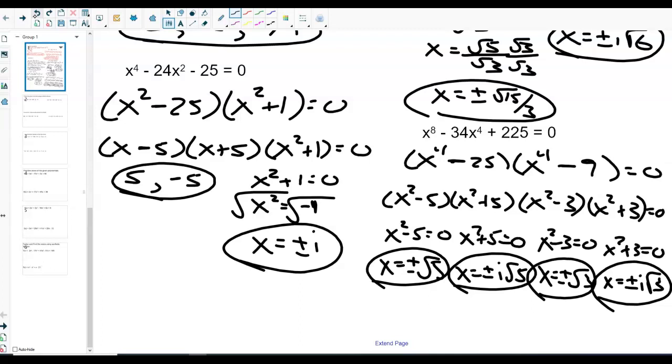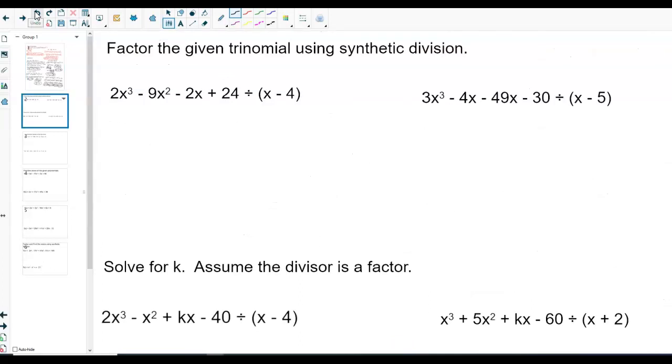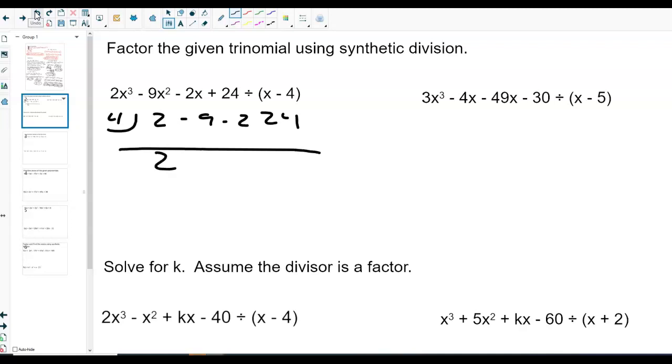Okay? You have x to the 8th. The directions tell you to do synthetic division, so that's what we're going to use. Whatever makes that parenthesis equal to 0 is what goes in the box. Drop the first term. 4 times 2 is 8. -9 and 8 is -1. -1 times 4 is -4. -2 and -4 is -6. -6 times 4 is -24, and that's 0.